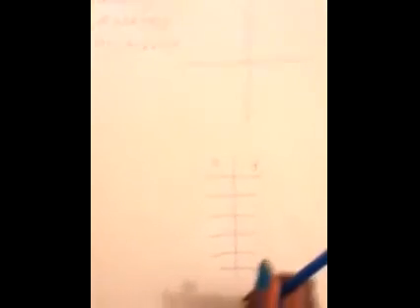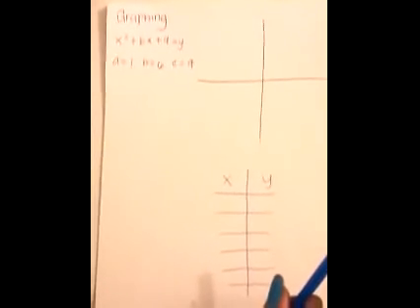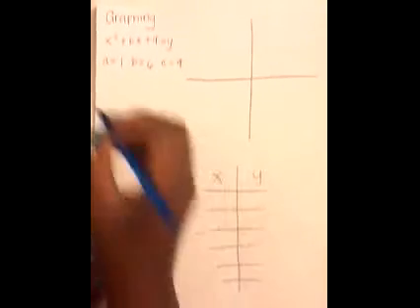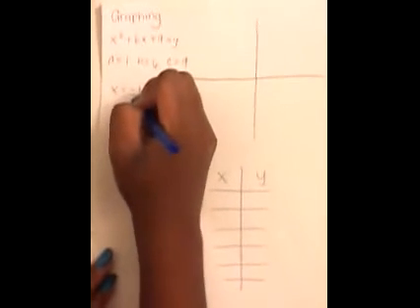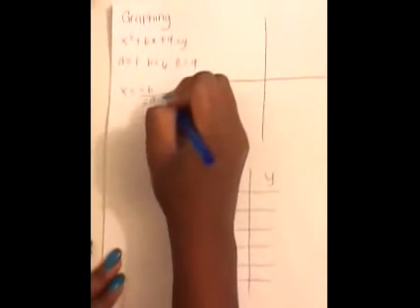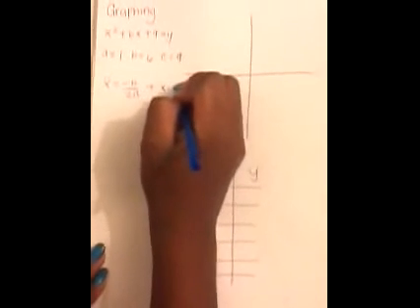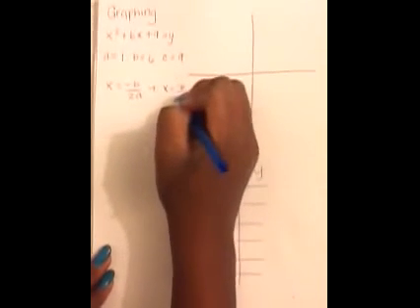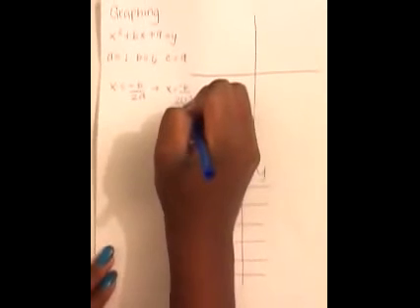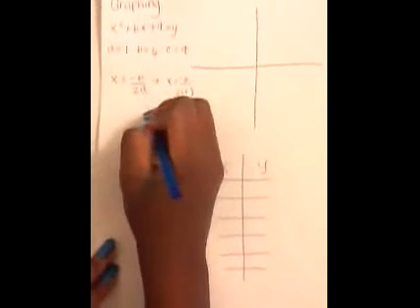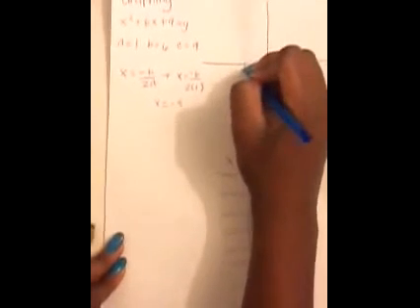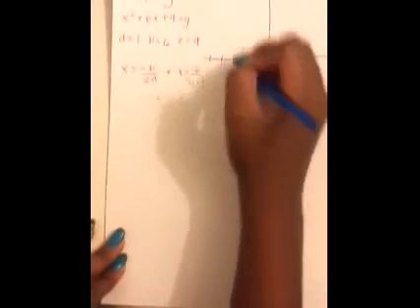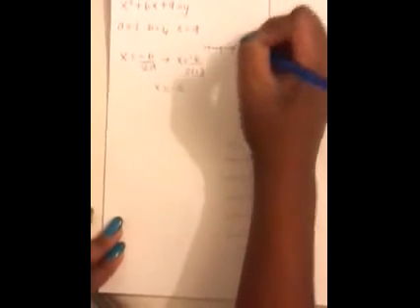Now we have to find the vertex. And to find the vertex, we have to start by finding the line of symmetry. And to find that, we have to use the formula x equals negative b over 2a. And that will be x equals negative 6 over 2 times 1. And that then equals negative 3. So the line of symmetry is negative 3. So we'll put a dot right there.